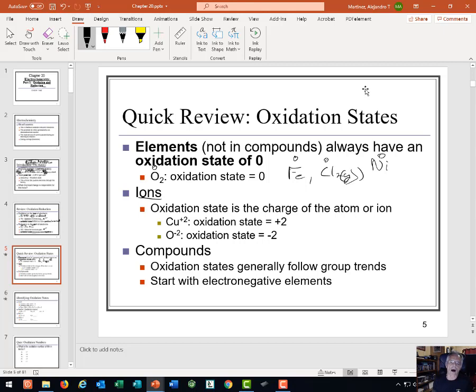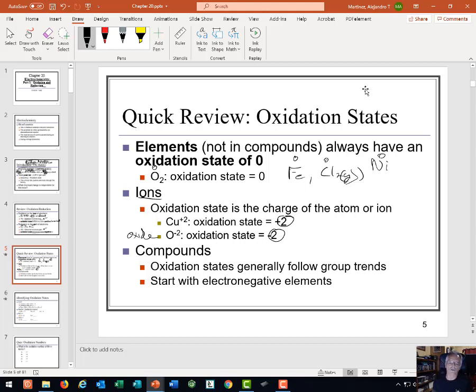Ions, the oxidation state is the charge of the atom or ion. So here we have copper 2+, it has an oxidation state of 2+. Here is oxygen with a -2 charge, we call that oxide. So this is oxide, and it has a -2 charge. Okay, its oxidation state is -2.